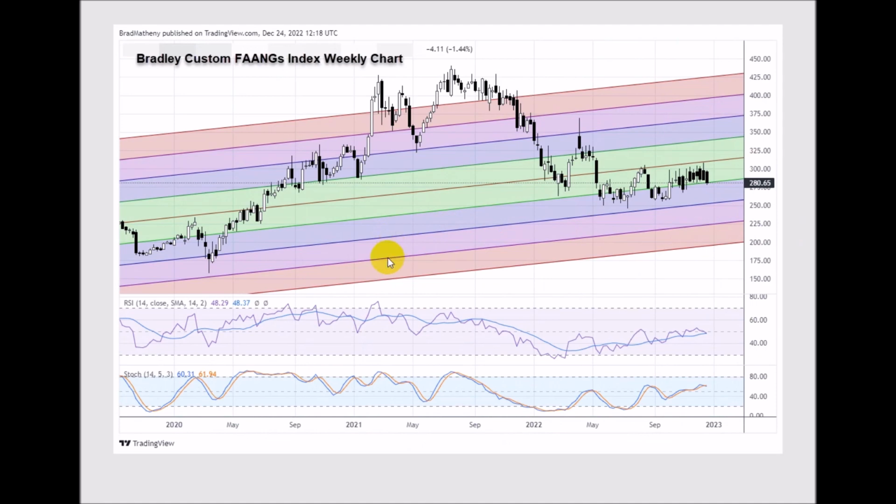Okay, next, the FANGs index. Really consolidated and basing and bottoming. We're seeing all of this downward pressure here, but we're seeing this downward pricing pressure in a consolidated base-bottoming formation. It's not really driving price lower.